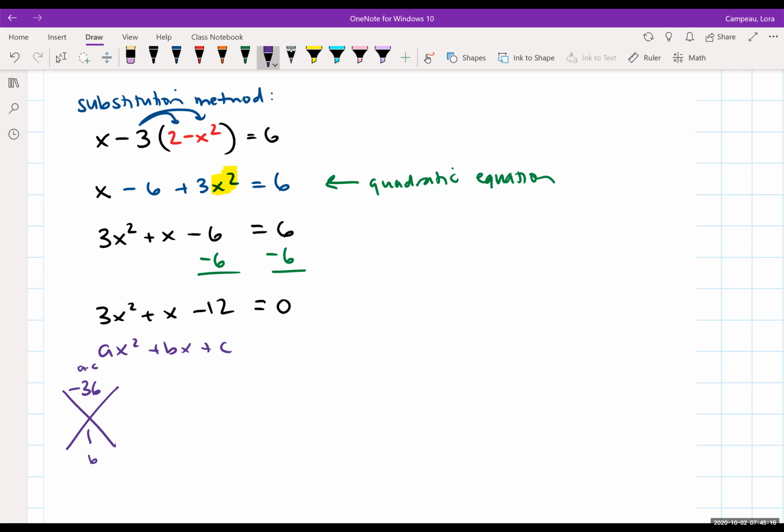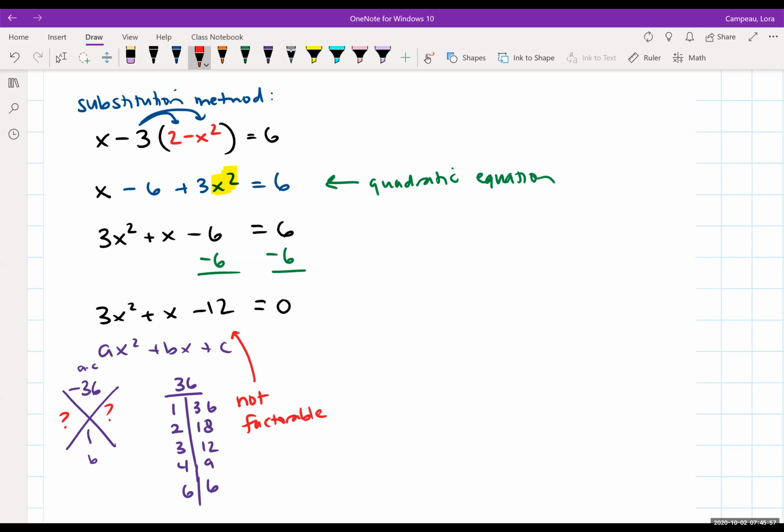Now, if we try to list all those factors of 36, what do we have? 1 times 36, 2 times 18, 3 times 12, 4 times 9, 6 times 6. We're going to have opposite signs, but in no cases do we find the winning factors that make this true. So right away, we can determine that we can't factor it. So it's not factorable because we can't find it.